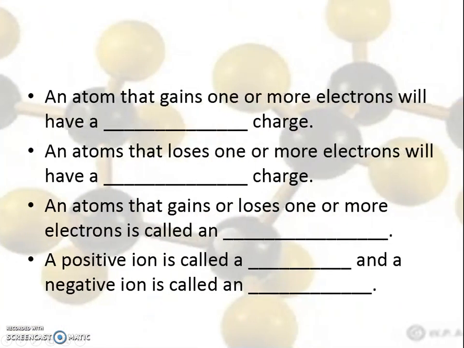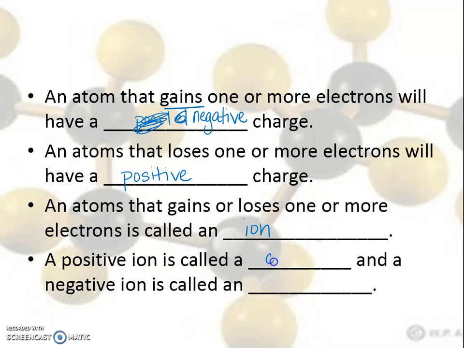All right, moving on. So we've talked about this. We said an atom that gains 1 or more electrons will have a negative charge. Sorry, it's been a long morning so far. Since it's gaining an electron, it's going to have a negative charge. If it loses 1 or more electrons, it will have a positive charge. I know that one's correct. An atom that gains or loses electrons is called an ion. So we don't call it an atom if it has a charge. We call it an ion.